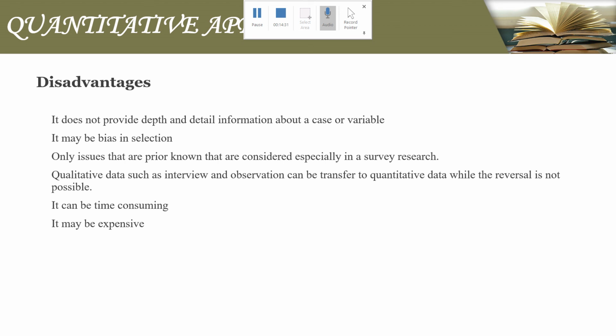It may be expensive. When the sample size is large, you need to print or gather your research instrument to cover all this number of people, and it will require a lot of money, and you need to travel to distribute, among a lot of other things. If it is a telephone interview or mail questionnaire, it will all require money.